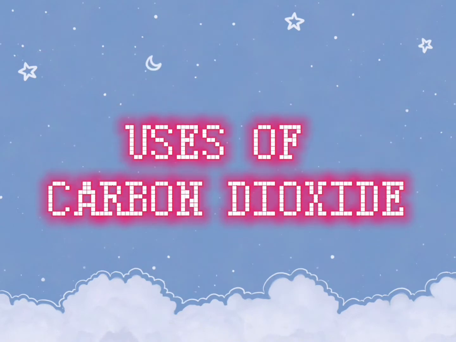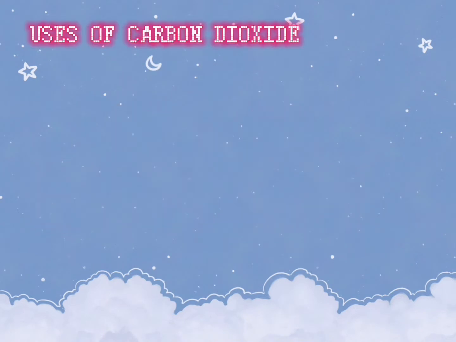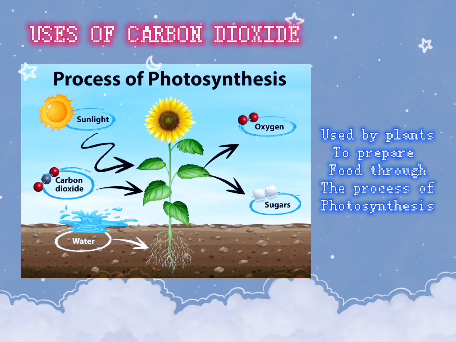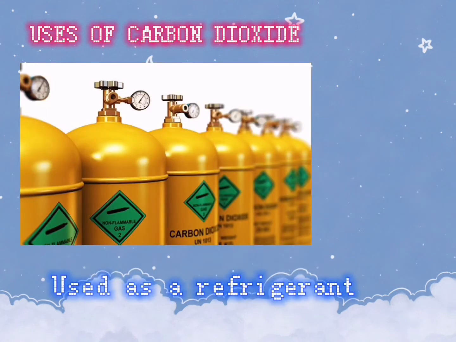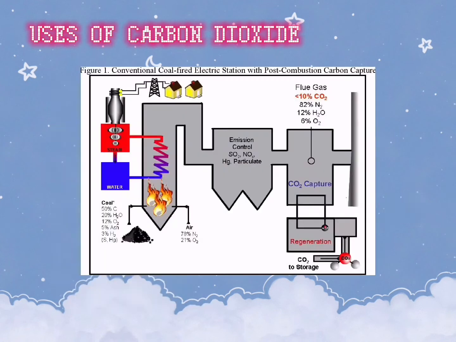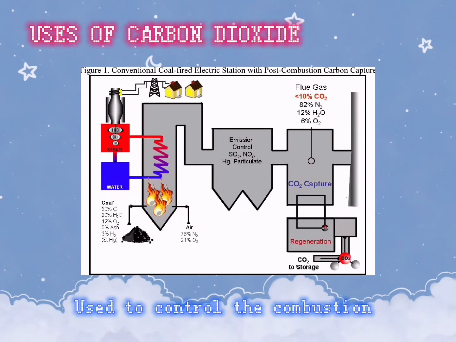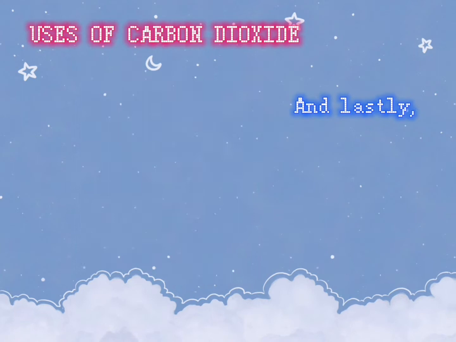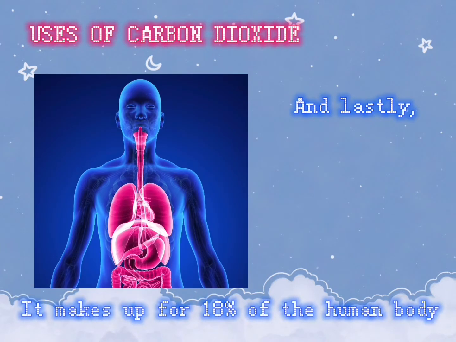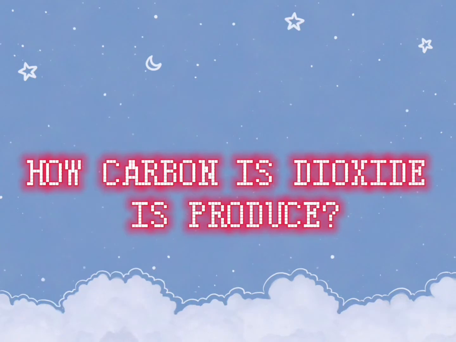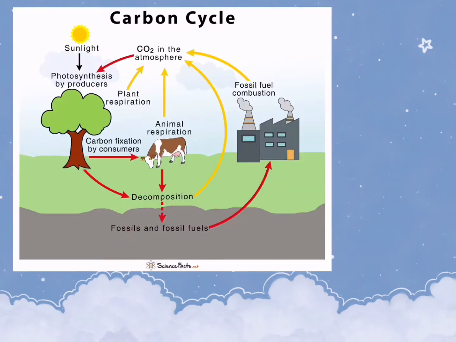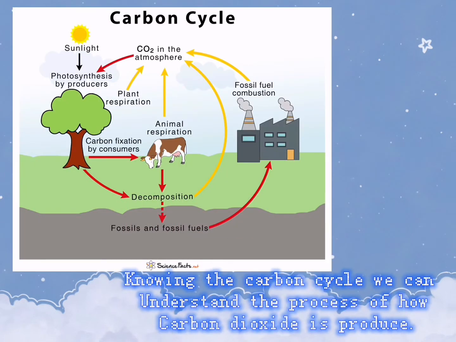Carbon dioxide has a lot of uses, such as CO2 being used by plants to prepare food through the process of photosynthesis. It is used as a refrigerant in fire extinguishers. CO2 is also used to control combustion. And lastly, it makes up 18% of the human body. How is carbon dioxide produced? Knowing the carbon cycle, we can understand the process of how carbon dioxide is produced.